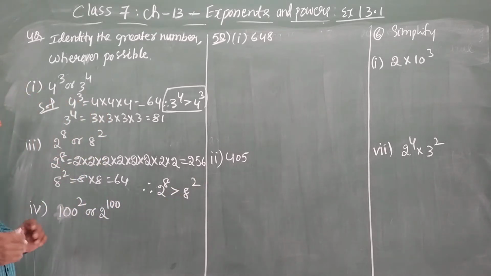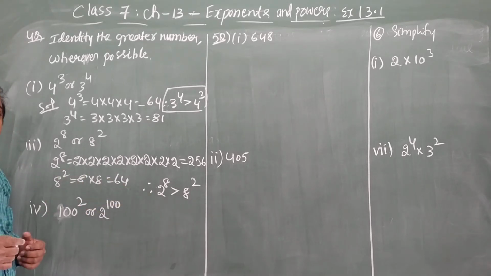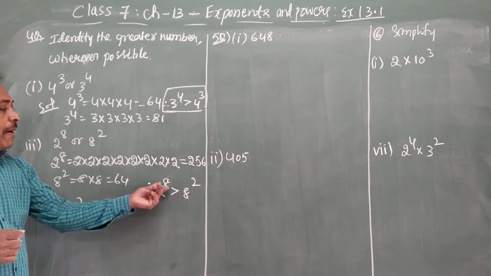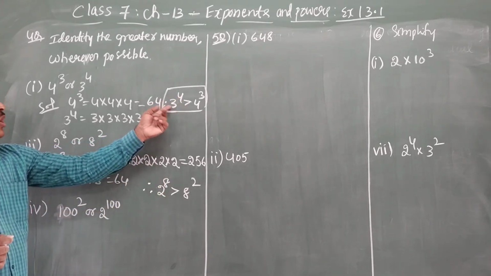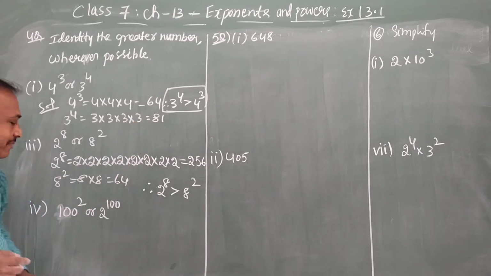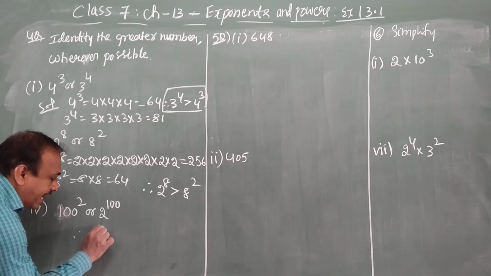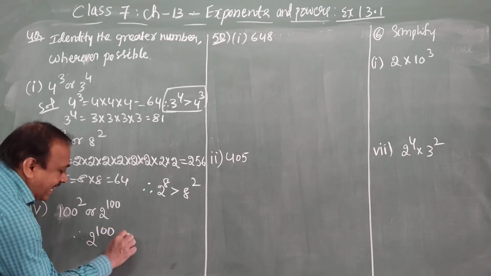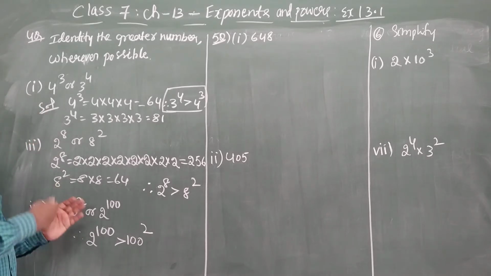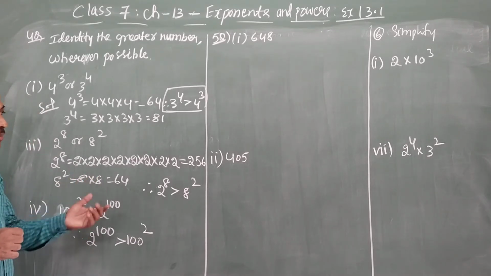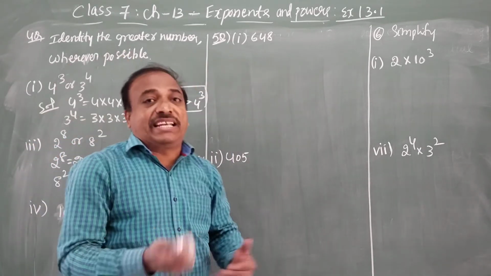So in these cases, by observing like this, you can guess which number would be greater. Where the power is greater and the base is small, those numbers give us the greater number. So we can write 2 to the power 100 is greater than 100 to the power 2 when the base and power are just reversed. I hope you understood.